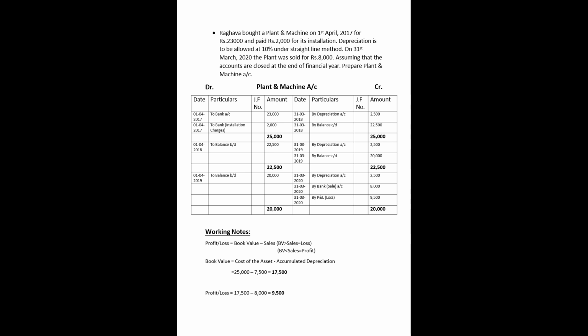Now put in the formula. Profit or loss is equal to book value minus sales, that is 17,500 minus 8,000. We'll get 9,500. So here book value is more and sales is less, since it is mentioned already that if book value is more than sale, then it will be a loss. So we need to mention on credit side. So this will be your answer for this problem. We got 9,500 as loss. Hope you like this video.